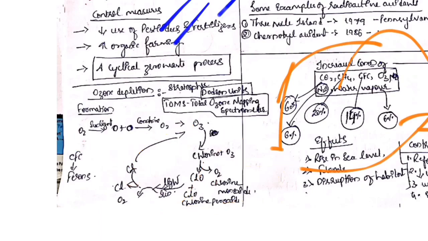If the depletion process takes place more and the formation process takes place less, then it affects the ozone. If the rate of depletion is more with respect to the formation, then it causes ozone depletion, which forms the ozone hole. So I will show you one more representation.